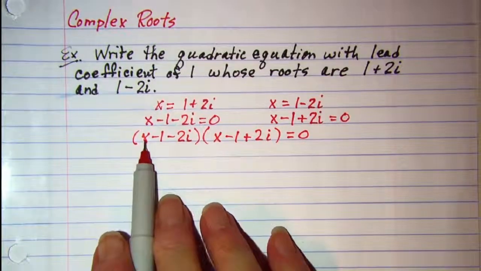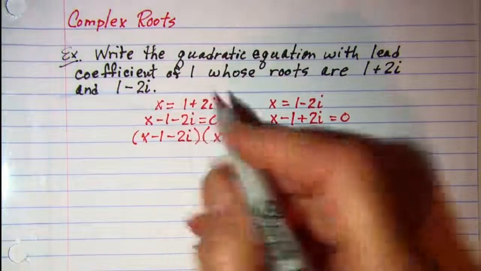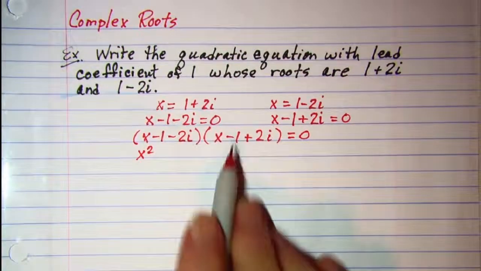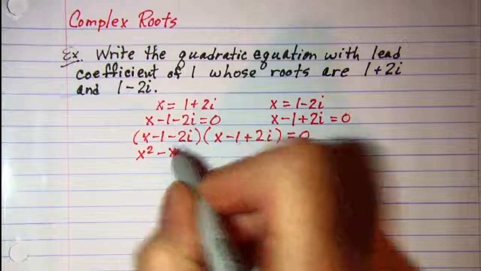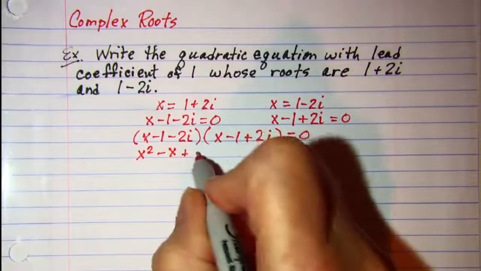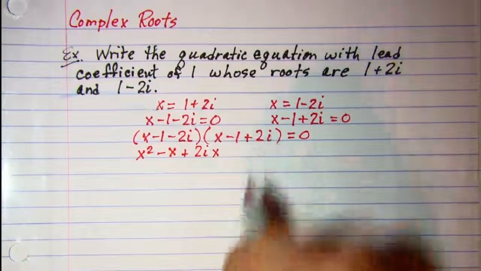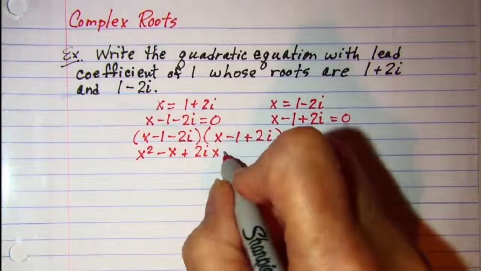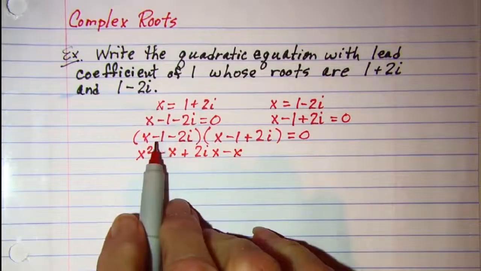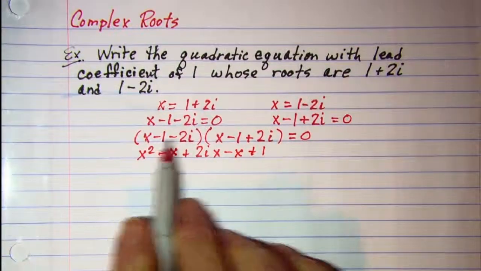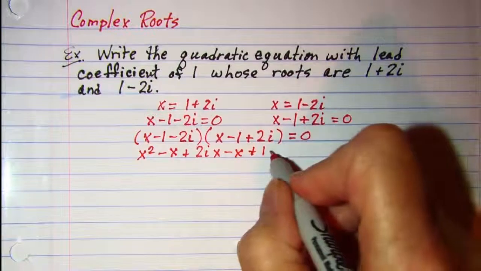So multiply x first. X times x is x squared. And x times negative 1 is negative x. And then x times 2i is 2ix. I'm done with the x, so let me multiply the negative 1 through. Negative 1 times x is negative x. Negative 1 times negative 1 is positive 1. And negative 1 times 2i is a negative 2i.